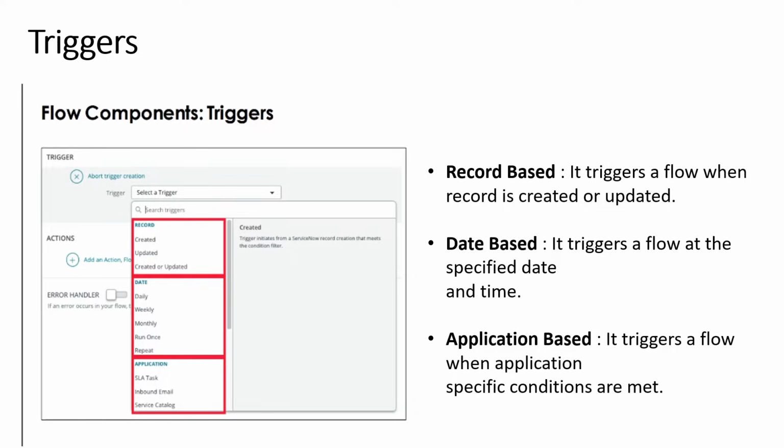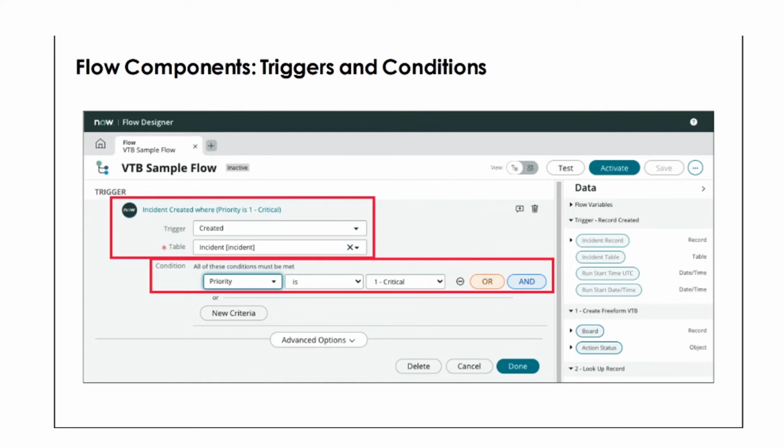Okay, so the flow gets triggered. Now we have the conditions we have just seen. I just mentioned if the short description contains the word Wi-Fi, then only the flow will start. That was the example, that was the scenario, right? So the condition is whenever the description contains the word Wi-Fi.